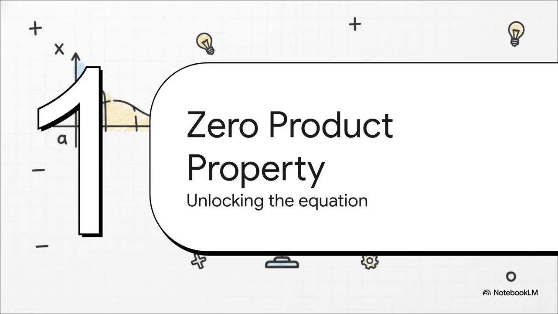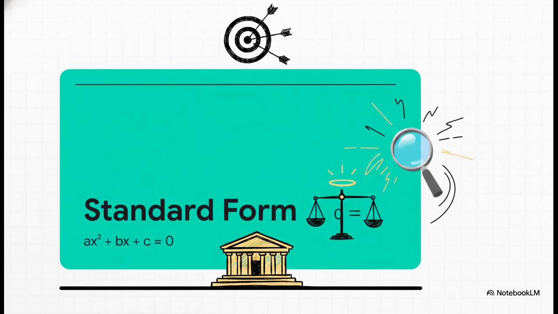Moving right along to Section 2, the zero product property, unlocking the equation. Okay, before we can solve anything at all, we have to set our target. Whenever we face a quadratic, our absolute first goal is getting our equation into standard form. That's ax squared plus bx plus c equals 0. Notice how it is perfectly equal to 0. That 0, it's completely non-negotiable. It is the rock-solid foundation for everything we're about to do.